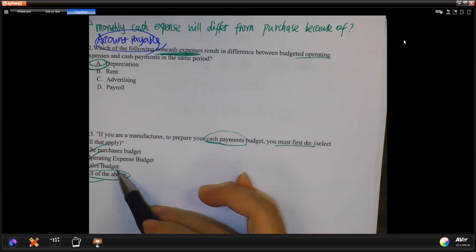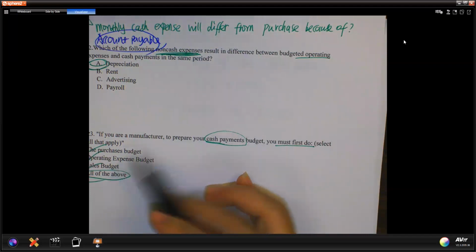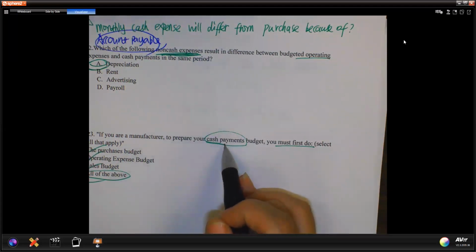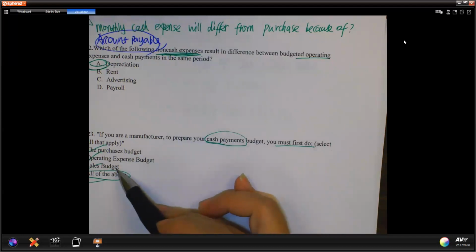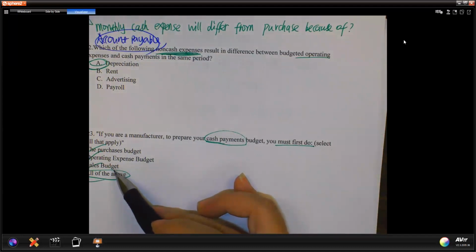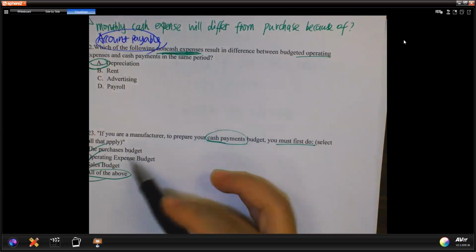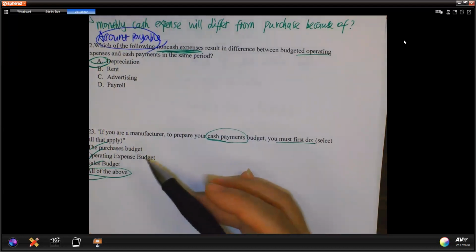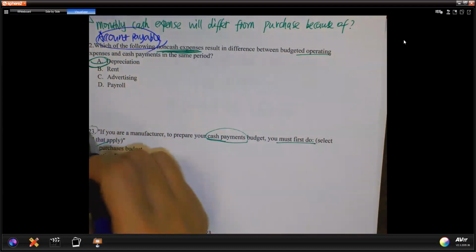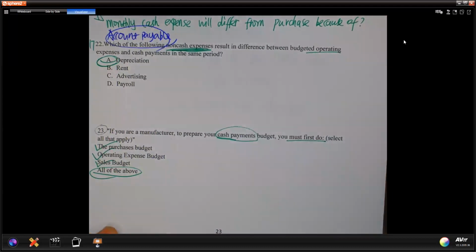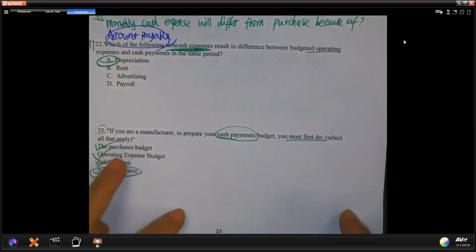You always prepare ahead, right? But it really has nothing to do with your cash payment. It's related with your cash collection. Sorry about that. I'm not really sure about question 23. I know purchase budget and operating expense have to be prepared to get your cash payment. I'm not really sure about sales budget. Sorry about this one. You will not have this one in the exam. I'll double check, but I'm not going to put this one in the exam. It's my fault.